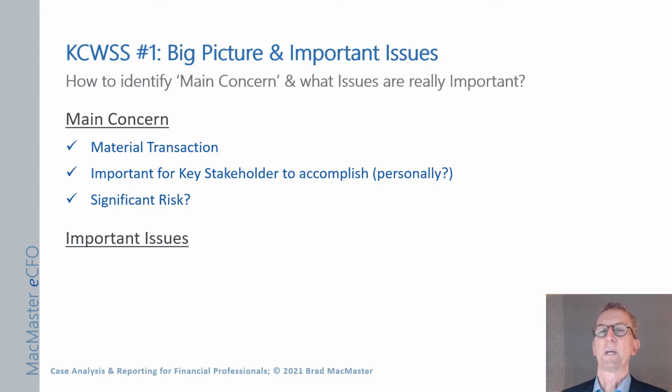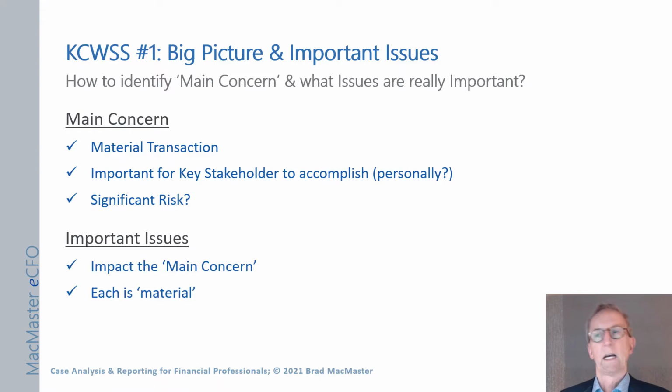Another indicator of a main concern in a case is that this issue may pose significant risk to the business entity. And that being the case, a lot of times business owners are focused on returns and growth and profits, but risk is not something that can be overlooked. They could be challenges that stand in the way of achieving the goal that the shareholder or owner are focused on. All right, so important issues are those that impact the main concern.